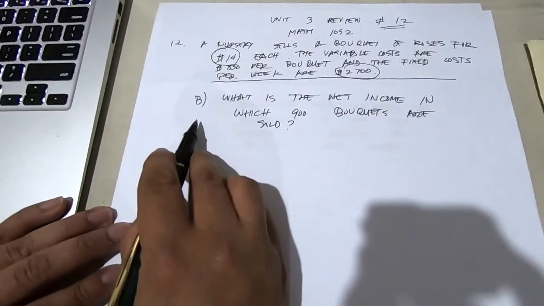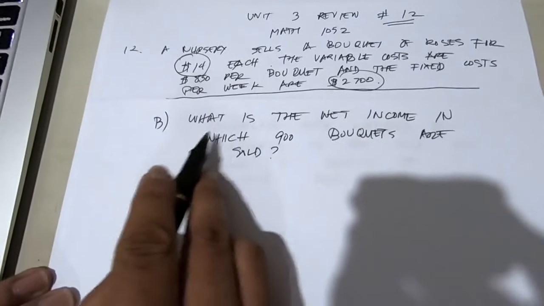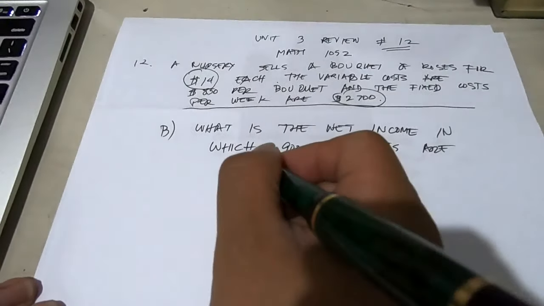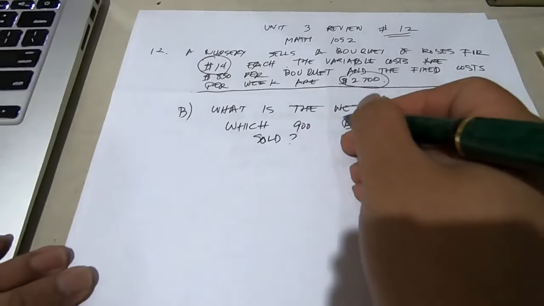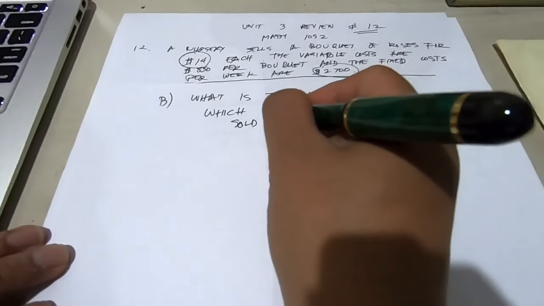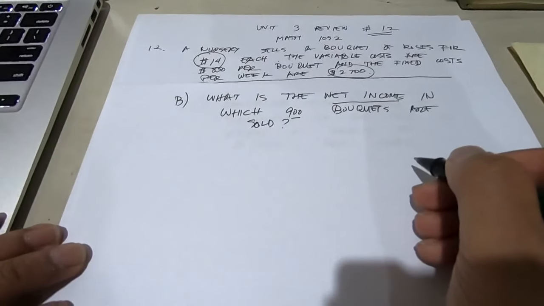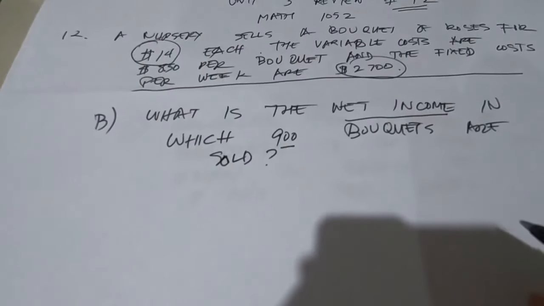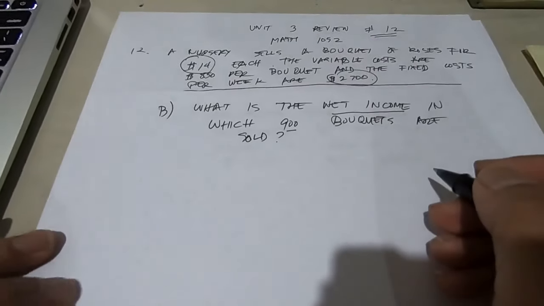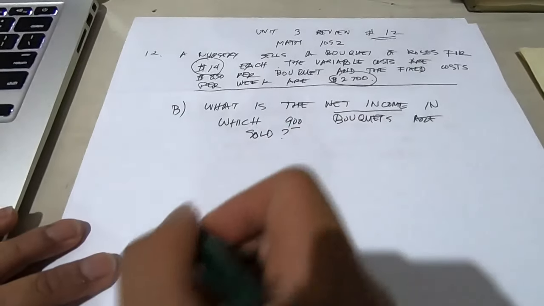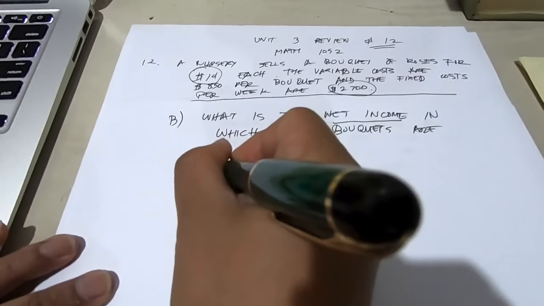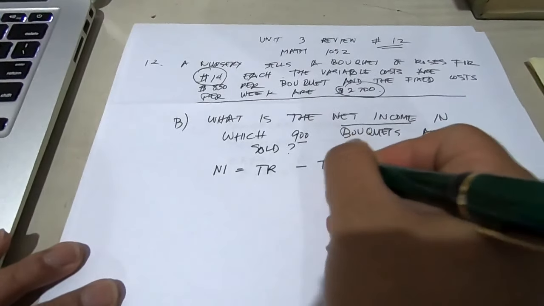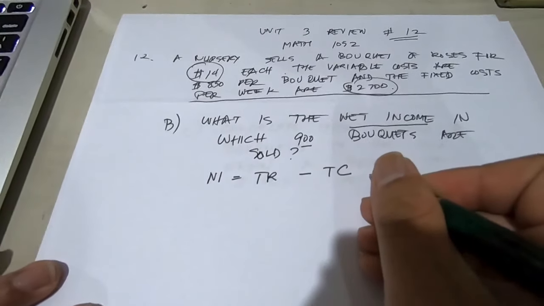All right, proceeding to part B of the problem. Part B is, what is the net income if 900 bouquets are sold? Okay, so in this case, we're looking for net income, and we're given the number of bouquets. So this is similar to a break-even problem, but not quite. The equation to remember is the net income equation, which is net income equals total revenue minus total costs. That's the general formula.